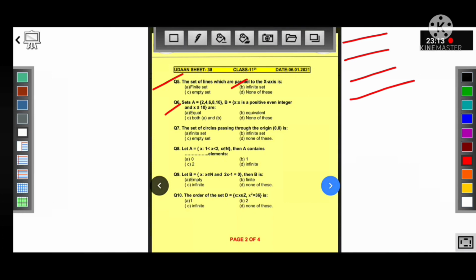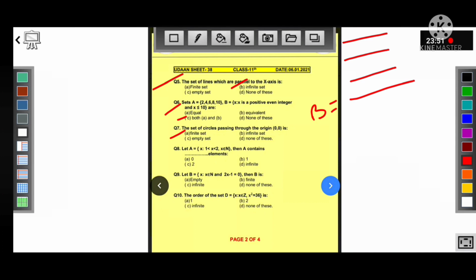Next question number 6. Set A is equal to {2, 4, 6, 8, 10} and set B is equal to {x such that x is a positive even integer and x ≤ 10}. Because x is a positive even integer and less than or equal to 10, B contains the same elements 2, 4, 6, 8, 10 which are equal to A. That is, A and B are equal and equivalent, so C option is right, both A and B.